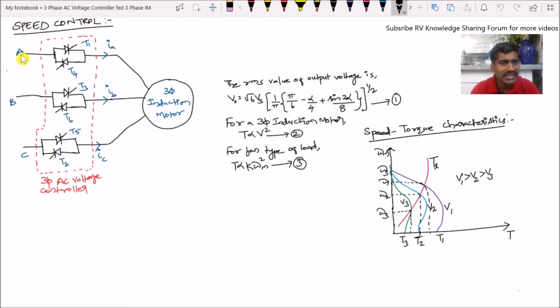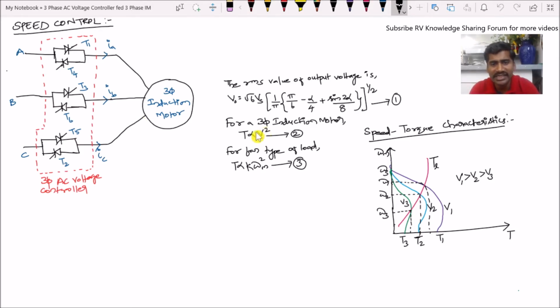Here ABC represents the three-phase AC input voltage. This three-phase AC input voltage is fed to the three-phase AC voltage controller. Here thyristors T1, T4, T3, T6, T5 and T2 form the three-phase AC voltage controller. By controlling the stator input voltage of this three-phase induction motor, we can control the speed. So let us see how it is done.